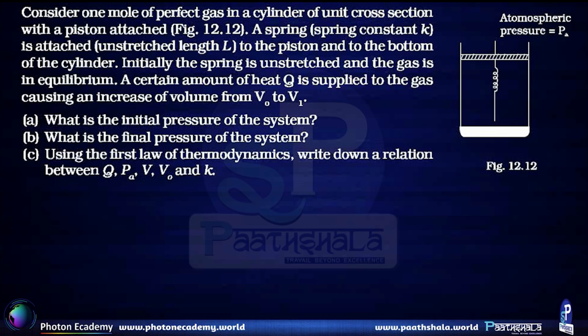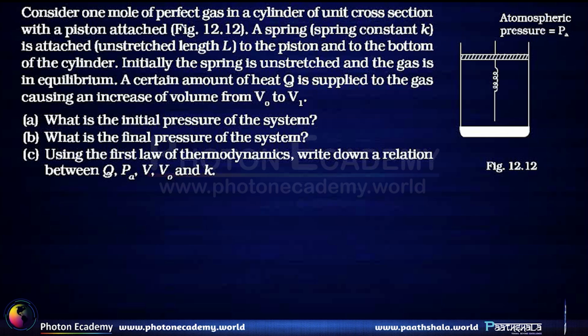Consider 1 mole of a perfect gas in a cylinder of unit cross-section with a piston attached. A spring with spring constant K is attached to the piston and to the bottom of the cylinder. The unstretched length of the spring is L. Initially, the spring is unstretched and the gas is in equilibrium.